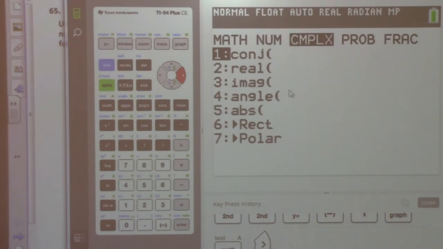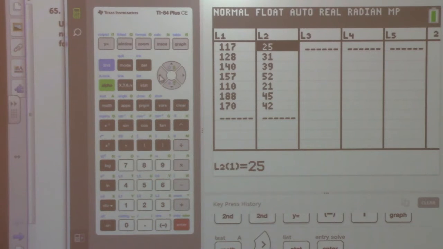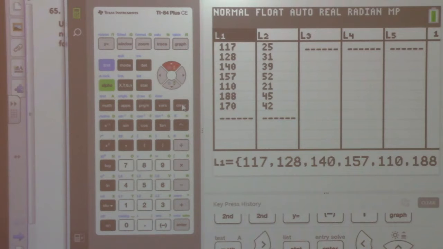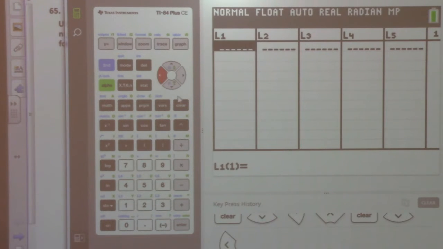To do a regression analysis, you go to Stat, Edit. Stat Edit is where you put your data for your lists. I'm going to clear out this list by going to Clear, down arrow. You remember that at all? Yeah, a little. Okay, what we do is put the years in the left column.